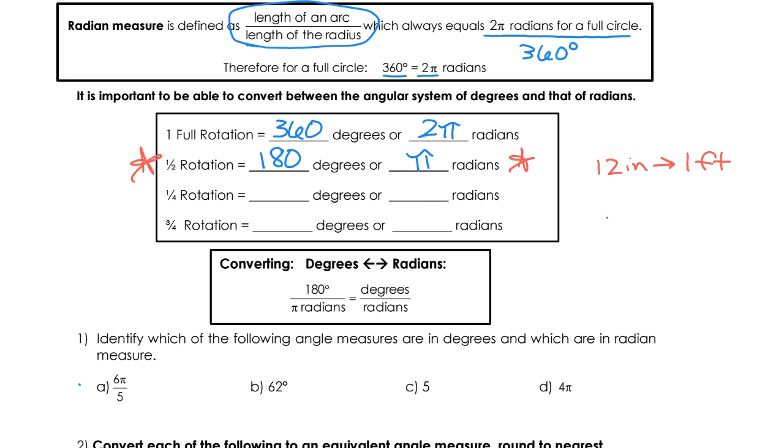All right. So it's not really any different. It's not a different idea. It's just different measurements. 12 inches, 1 foot. If we can remember 180 degrees is pi radians, our conversion should be pretty easy.